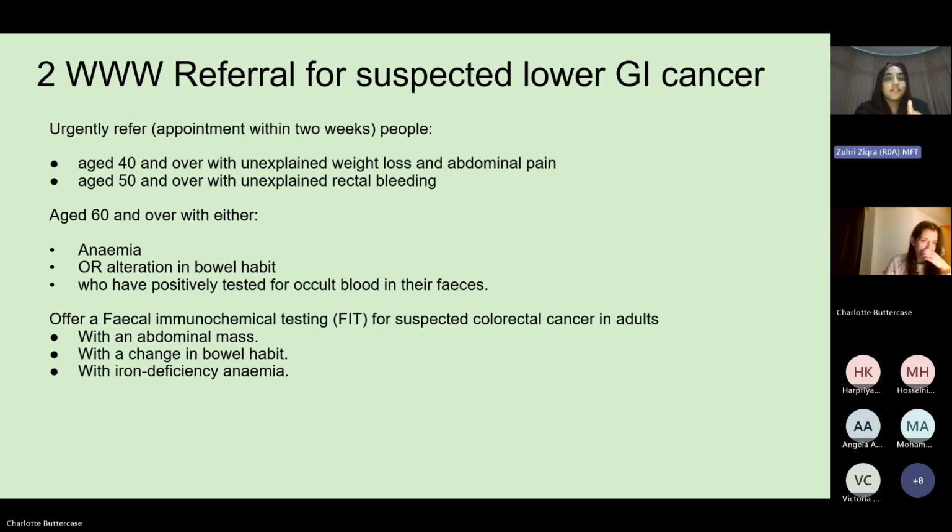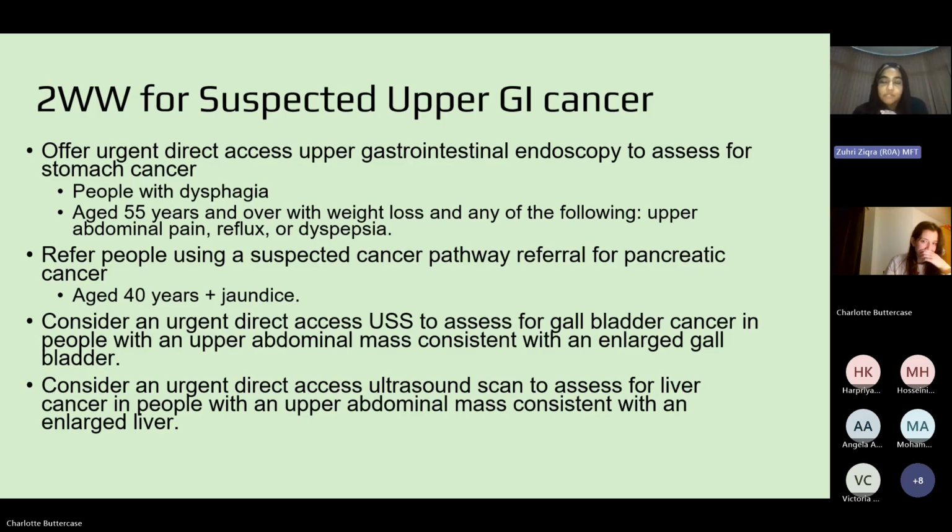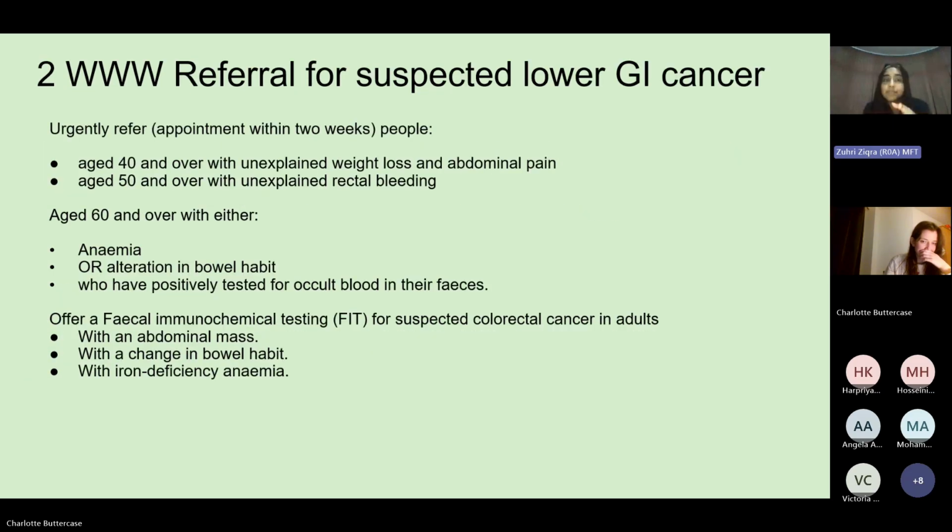Oh, sorry, I put in the referral guidelines. So urgently refer anyone within 2 weeks for age 40 and over with unexplained weight loss and abdominal pain, or age 50 and over with unexplained rectal bleeding, 60 with anemia, change in bowel habit, and unexplained weight loss. I think the most likely thing you're going to get is an old person, 60 plus, change in bowel habit, unintentional weight loss if you explored further.